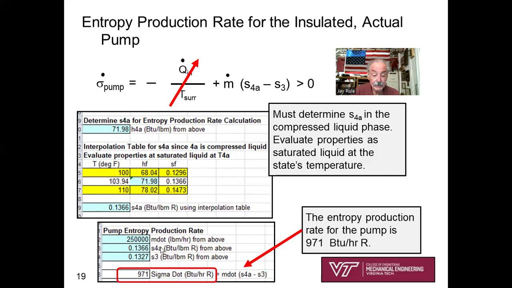But to go through the numbers now, m dot given, S4A, I just found that. S3, that was a lookup value. S sub F. And so sigma dot for the pump is 971 BTUs per hour per degree R. So we're halfway there on our entropy production rate.